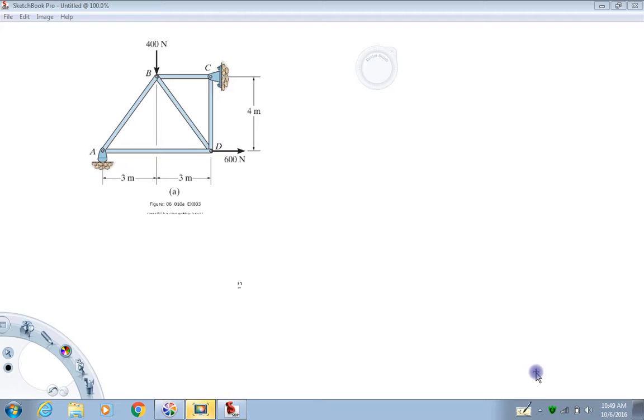This video is intended to be video 2 in a series on how to analyze structures. What we're looking at is this frame connected at the following points: kind of a solid connection here at C, kind of a roller connection here at B, acting with the following loads: the 600 Newton force to the right, 400 Newton force down.